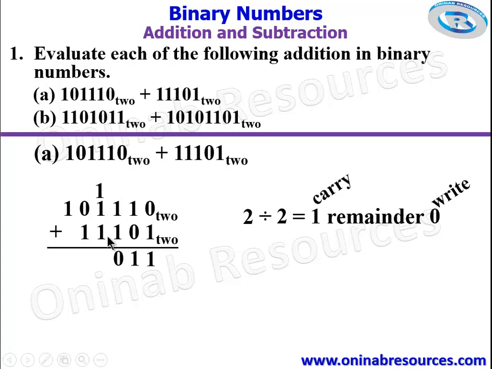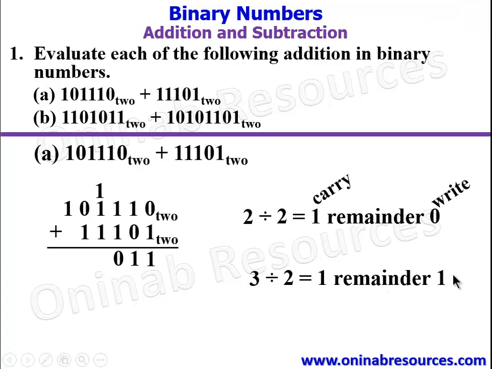1 plus 1 plus 1 gives 3. Also, we cannot get 3 as a digit in binary numbers. So we divide the 3 by 2 and it gives 1 remainder 1. So we carry this one and write this one. So we have the 1 here and carry 1 to the next digit. 1 plus 1 gives 2. So again, we still go ahead with this. So we're writing 0 and carry 1.